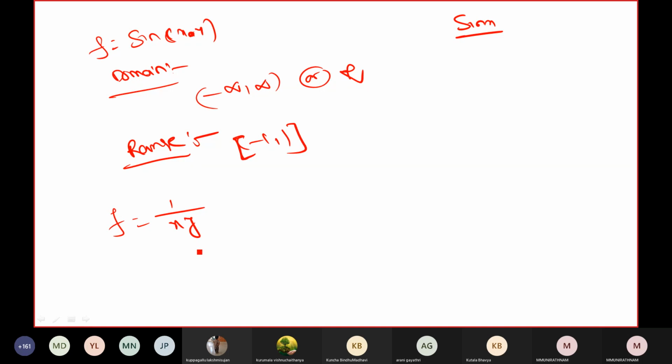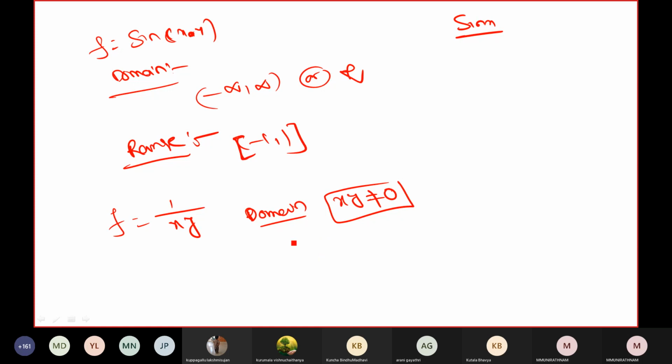One by x. What is the domain? Minus R infinity to 0 union 0 to plus infinity. Simply, xy not equal to 0. The domain is xy not equal to 0. Only 0 is not allowed, that's all. xy not equal to 0. Okay? x into y not equal to 0.